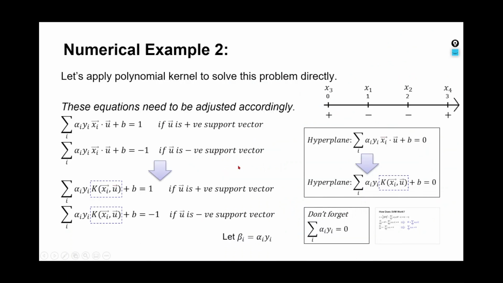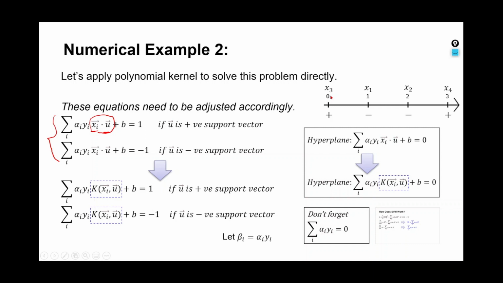So let's apply the polynomial kernel to solve this problem directly. This is our original derived equations. You can see it was all based on the dot product of support vectors xi and u. Again, u is just a free variable, and if u somehow points to the positive support vector, we need to follow this equation. And if u somehow points to the negative support vector, we need to follow this equation. So now we know that our original dot product cannot help us to solve this linearly inseparable or non-separable problem.